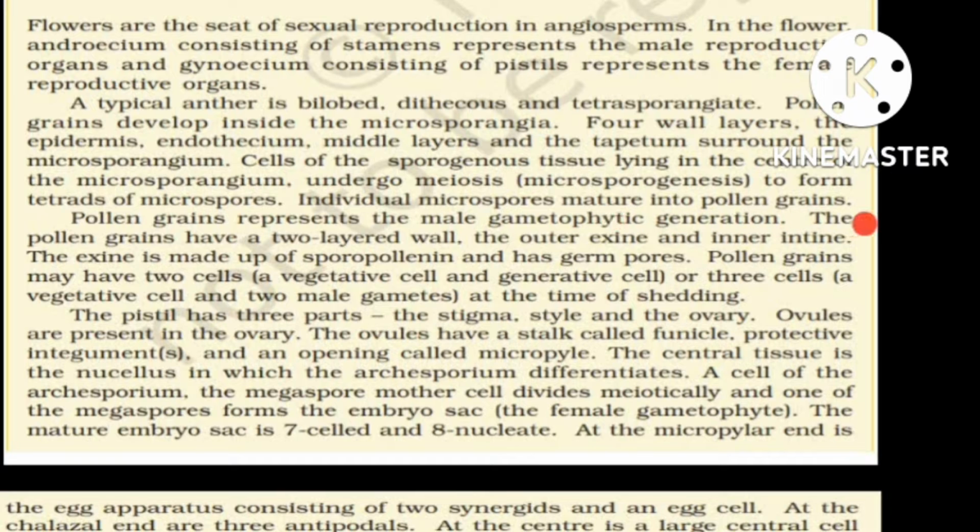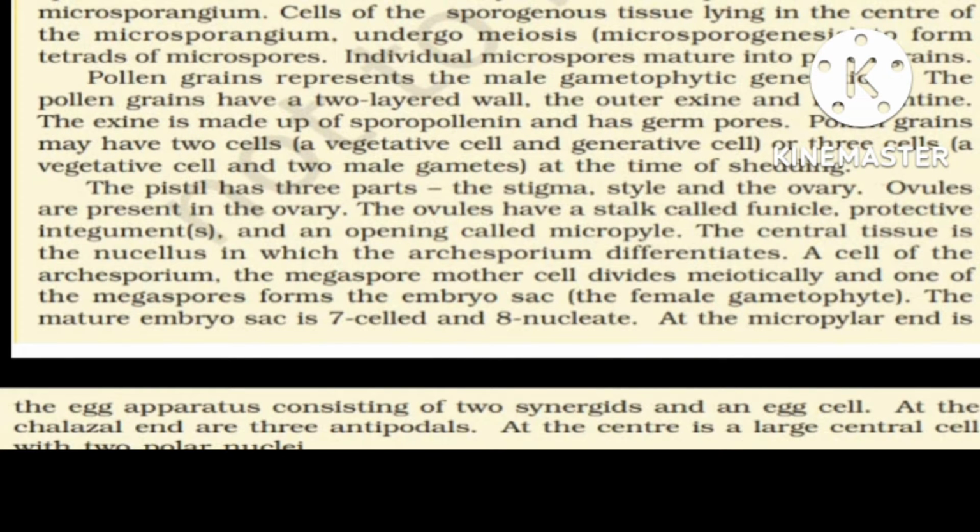Pollen grains represent the male gametophytic generation. The pollen grains have a two-layered wall, the outer exine and inner intine. The exine is made up of sporopollenin and has germ pores. Pollen grains may have two cells, that is a vegetative cell and generative cell, or three cells, that is a vegetative cell and two male gametes, at the time of shedding.